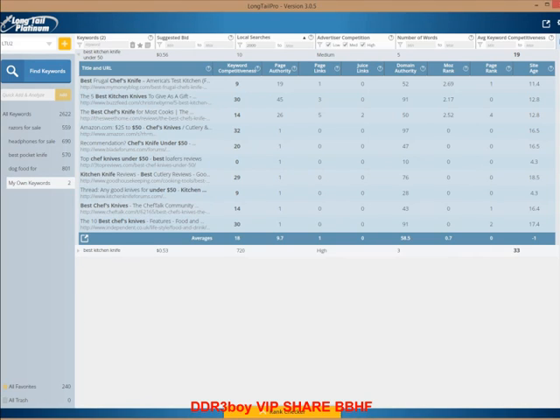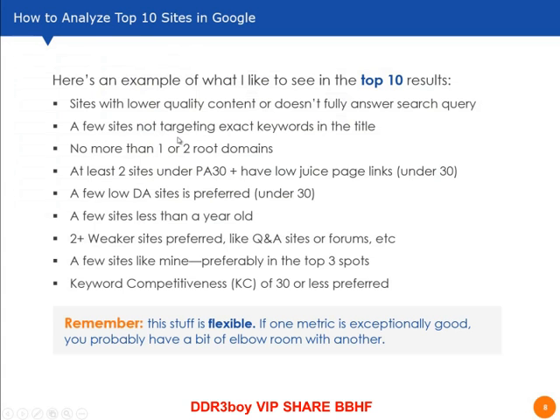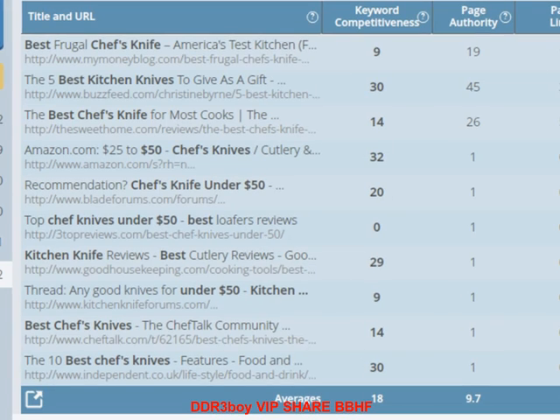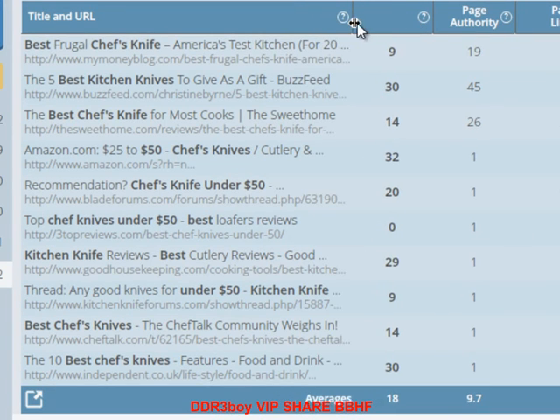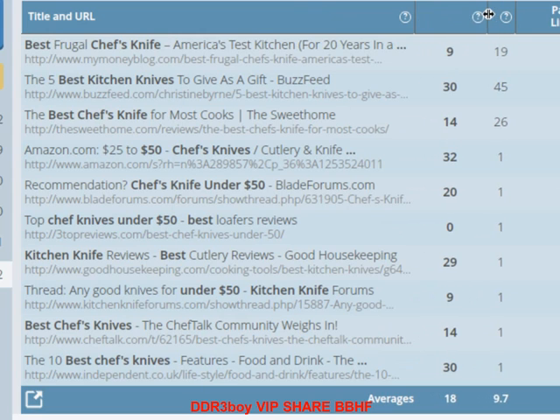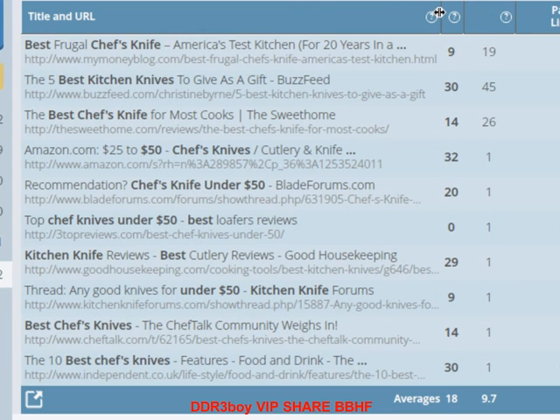Let's go back to our list. So first of all, we want to see whether or not sites are targeting the exact keywords in the title. In this case, a lot of them are not. So as I expand this out so you can see it a little bit better, you can see best chef's knives, best kitchen knives. Most of them are not mentioning under $50. A few of them, 1, 2, 3, 4 results, mention $50, but the rest do not. So the top 3 results are not even targeting the exact keyword phrase, and that's huge.